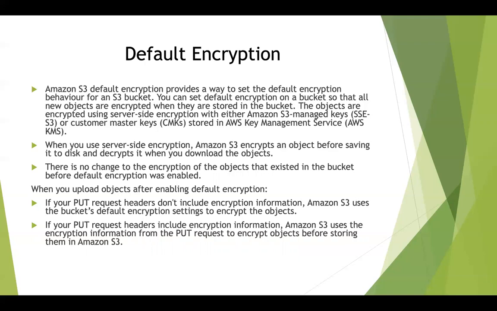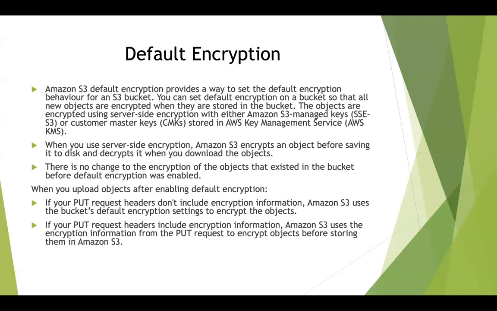And there is no change to the encryption of the objects that existed in the bucket before default encryption was enabled. So like I mentioned before, if you have an S3 bucket and you have uploaded 10 objects to it, and then you enable default encryption, your previous 10 objects are not encrypted. Only the objects that you upload after enabling default encryption are encrypted.